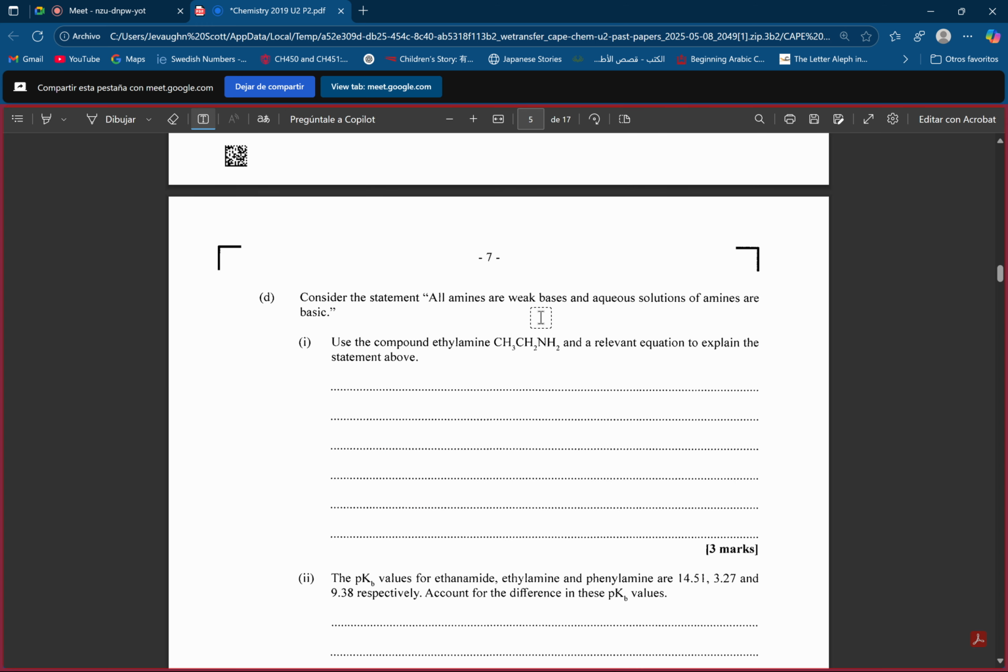Consider the statement: all amines are weak bases and aqueous solutions of amines are basic. Use the compound ethylamine and a relevant equation to explain the statement above. Are all amines basic? Let's look at this. So ethylamine is a weak base in water, not true? Let's show this.